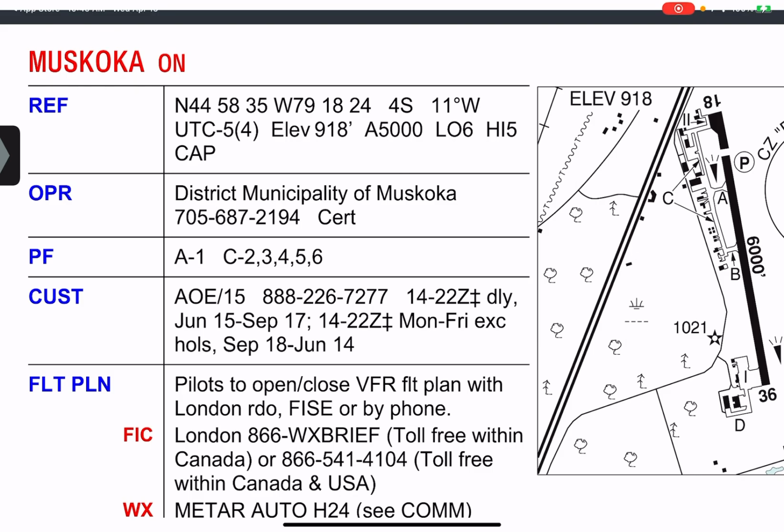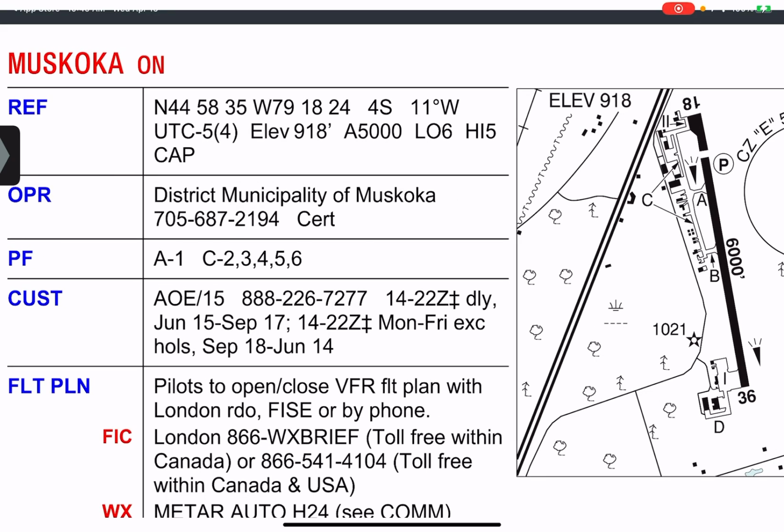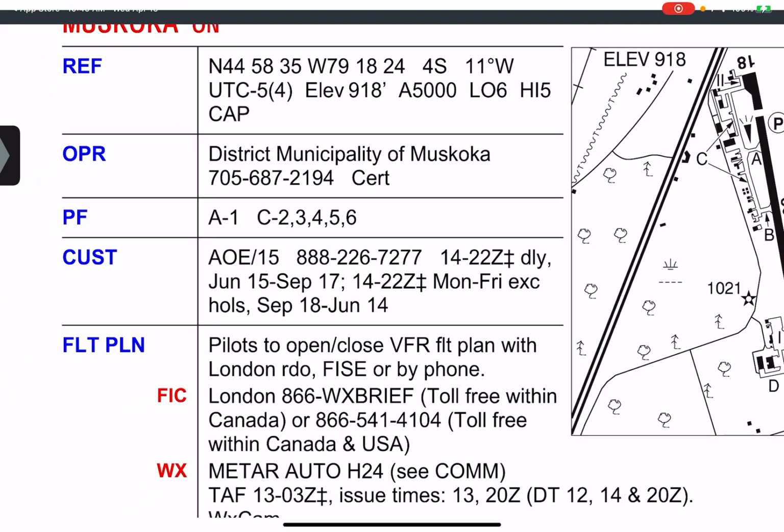A5000 means it's a VNC map, aeronautical chart 5000. Low 6 means that it's low map number 6 for IFR. High 5, which is funny, high 5. It's going to be a high map for IFR number 5, and CAP, it's Canada Air Pilot, I think, something like that. I already forgot, to be honest.